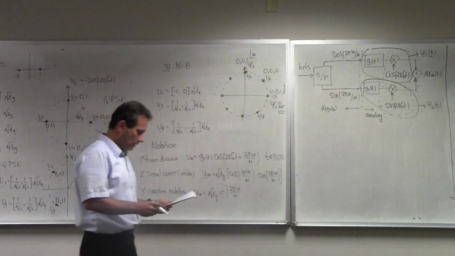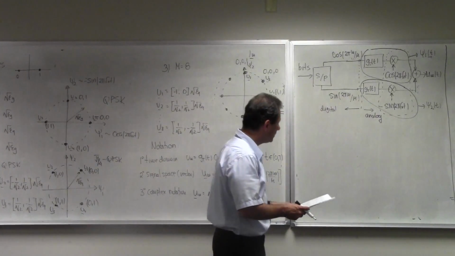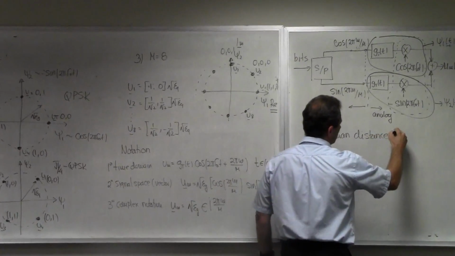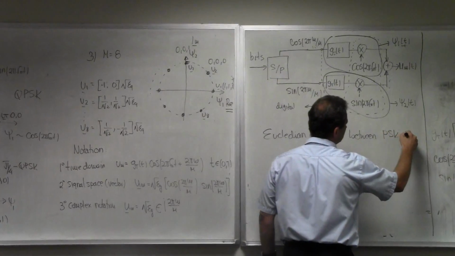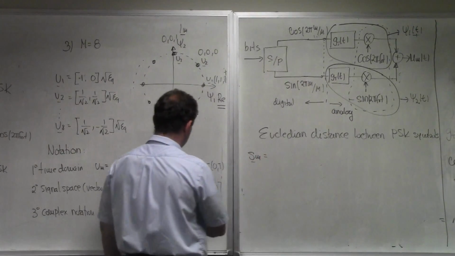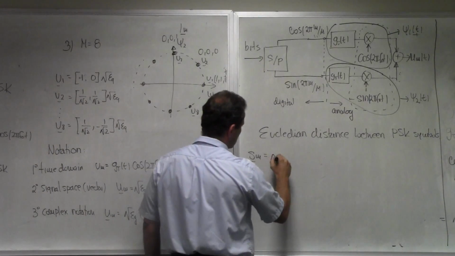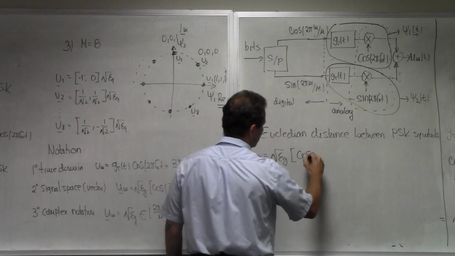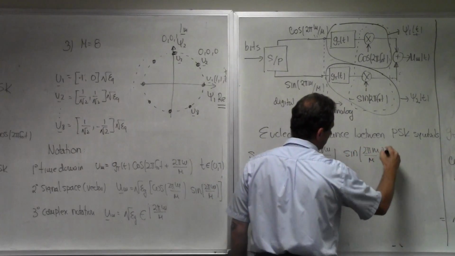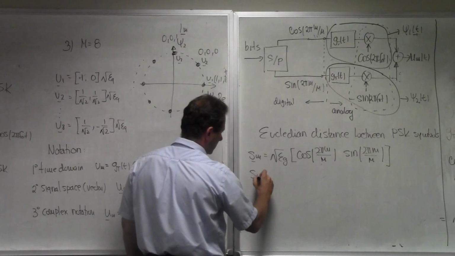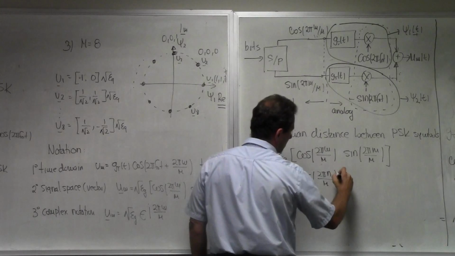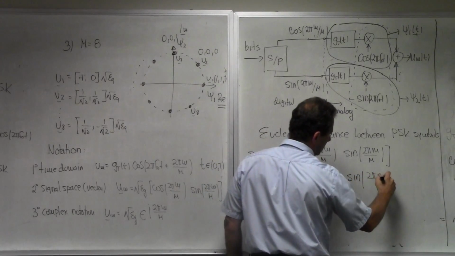All right. So let me talk about the distance between these symbols. We define something that we call Euclidean distance between PSK symbols. Now, let's pick two symbols, S_m, and I'm going to pick the second signal space notation here. S_m is going to be the square root of energy, cosine 2 pi m over capital M, sine 2 pi m over capital M. So that's my first signal. I take a look at another signal, S_n, which is the square root of energy, cosine of 2 pi n over M, sine 2 pi n over M.